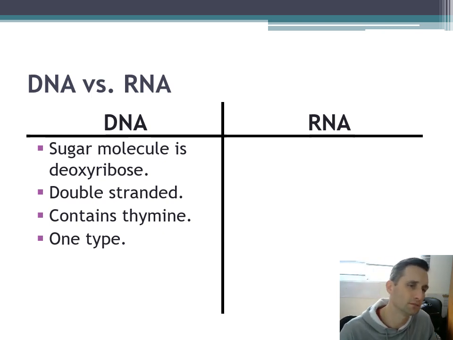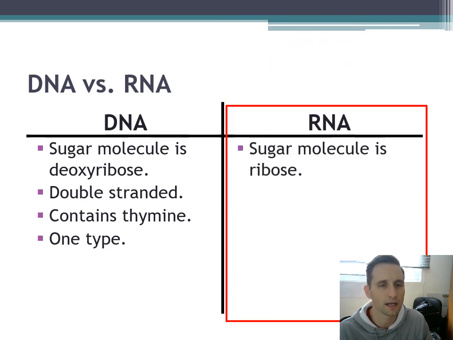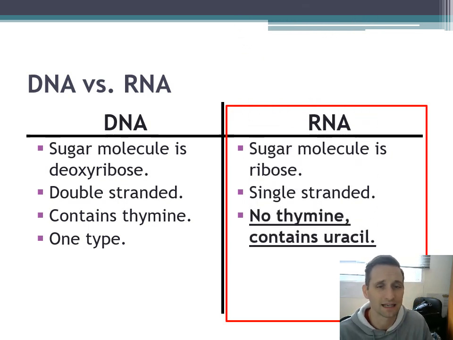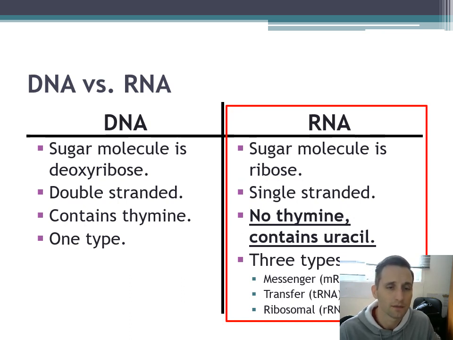We know that DNA's molecule is deoxyribose. Well, RNA's carbohydrate sugar molecule is ribose. That's why it's RNA instead of DNA. We know that DNA is double-stranded, RNA is single-stranded. We know that DNA contains thymine, RNA does not. Instead, it has something called uracil. And we know that DNA, there's only one type, DNA is DNA, but RNA, there are actually three types. There's mRNA, or messenger RNA, there is tRNA, or transfer RNA, and there's rRNA, which is ribosomal RNA. You need to know these, put them in your notes, pause the video, make sure you get them down.